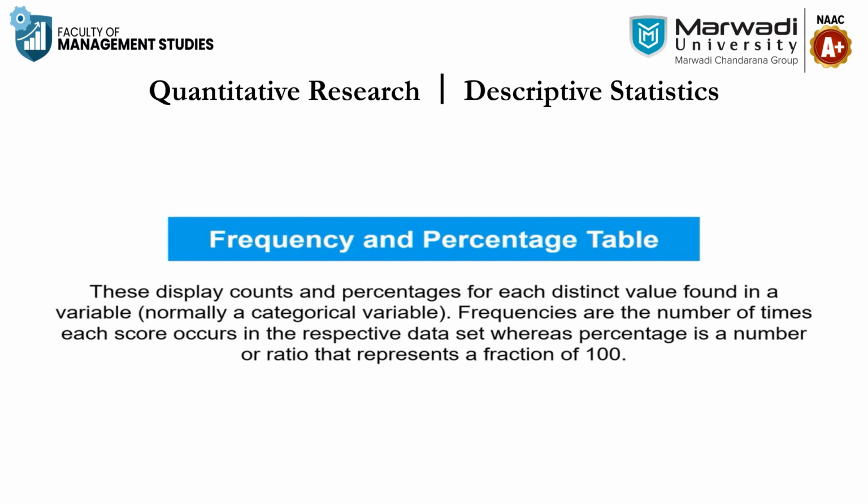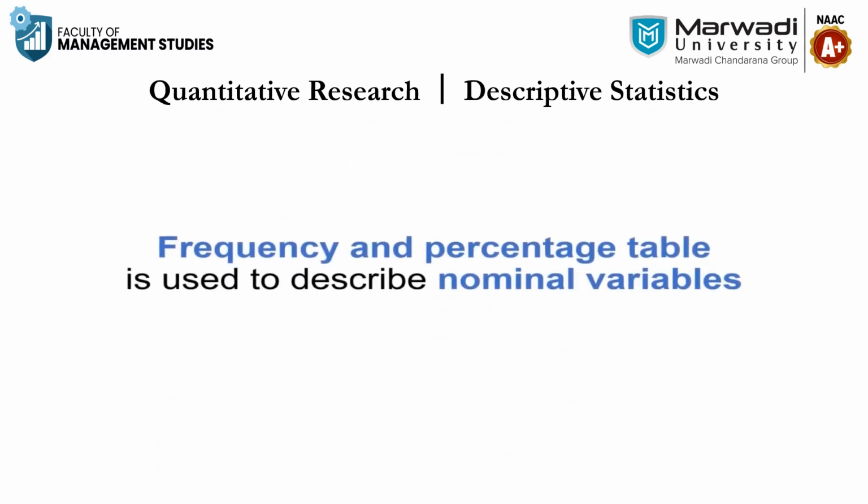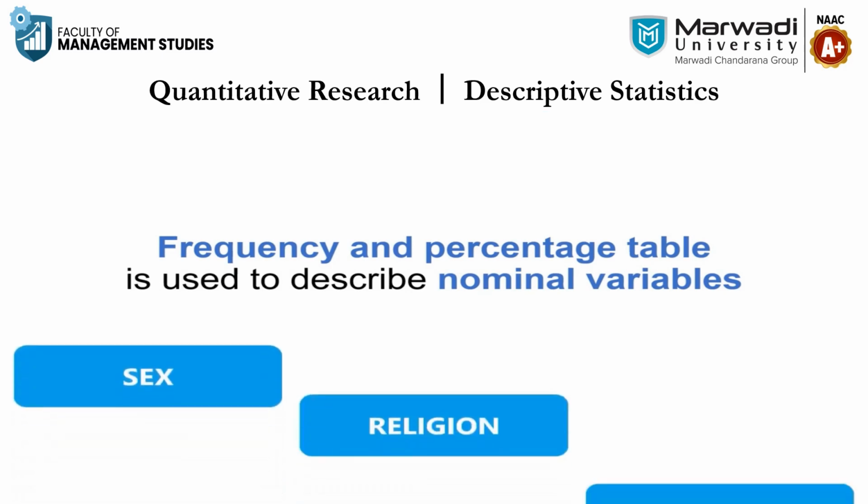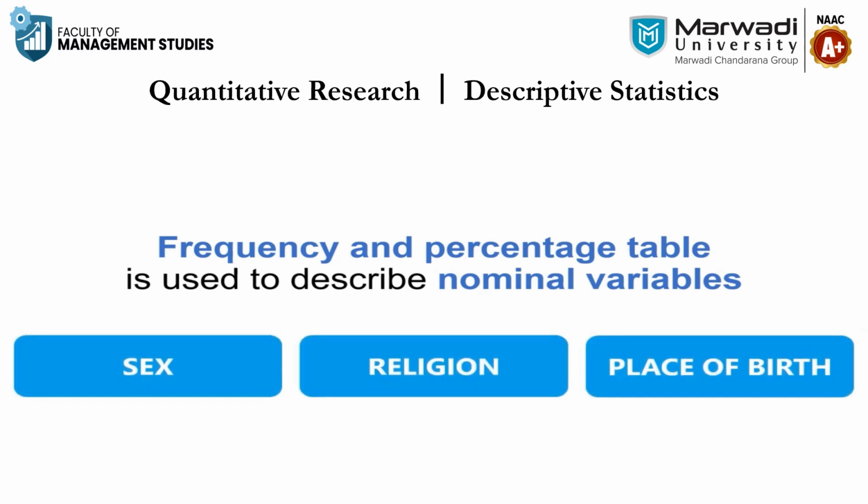Frequencies are the number of times each score occurs in the respective dataset, whereas percentage is a number or ratio that represents a fraction of 100. Frequency and percentage table is normally used to describe nominal variable such as sex, religion, place of birth, etc.